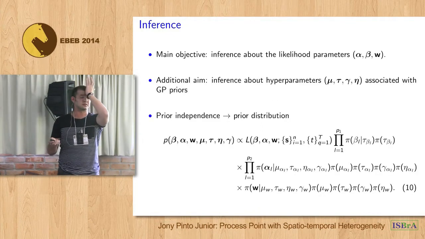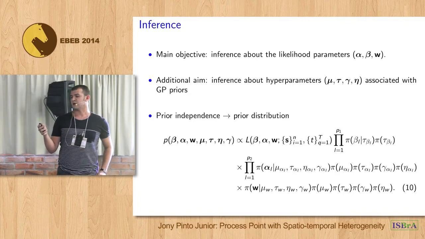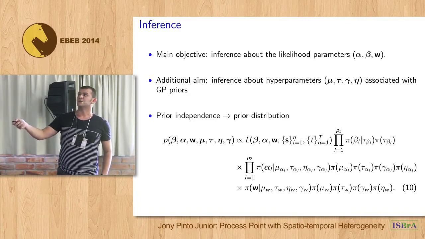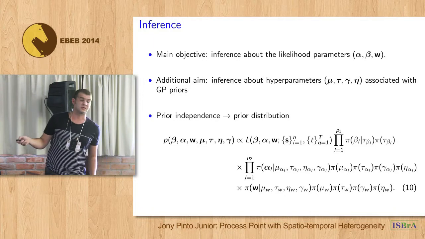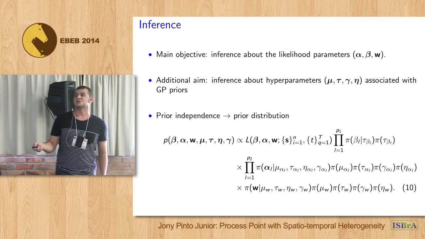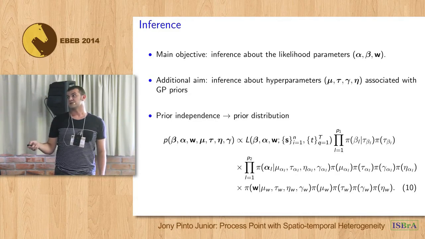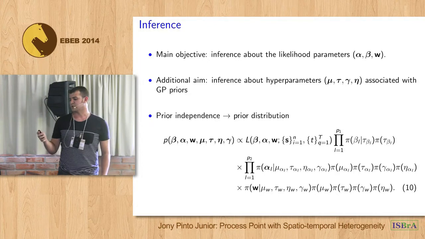So our objective is to make inference about the effects of unit-specific covariates, the effects of spatial covariates, the random intercept, and the hyperparameters. So we consider prior independence, so our prior distribution is given by the expression in 10.